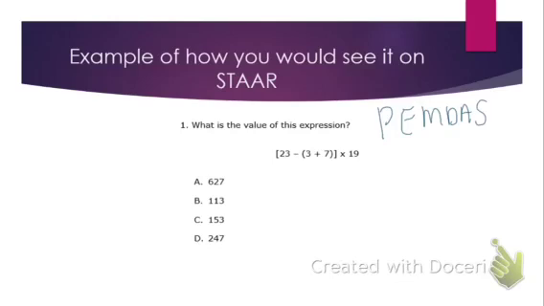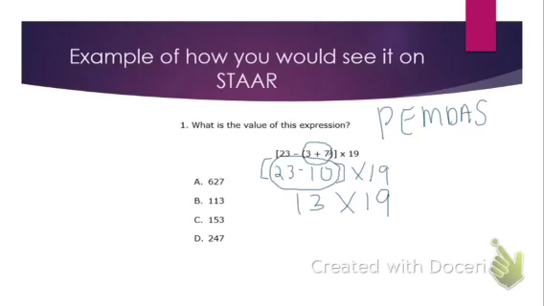So I see parentheses and I see brackets. But parentheses, we eliminate that first. We solve that because those are the inner set, what's inside. So 3 plus 7 is 10. And then from left to right, I'm going to bring everything down. Now I can focus on eliminating the brackets by performing the operation inside the brackets. 23 minus 10 is 13, and 13 times 19 would be my next step.